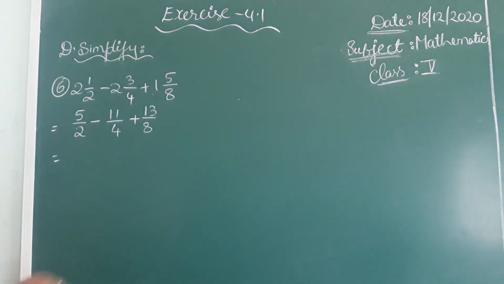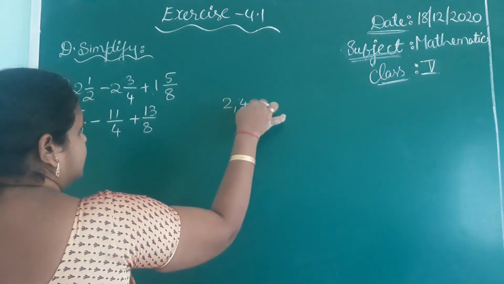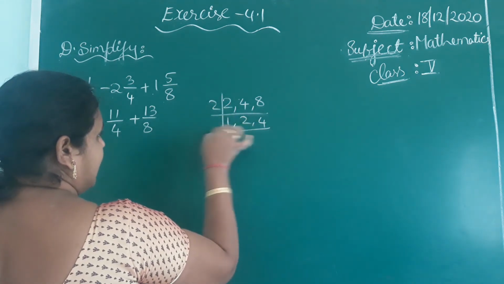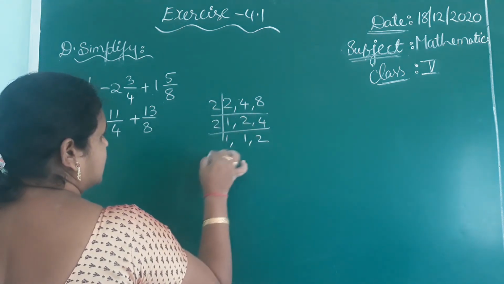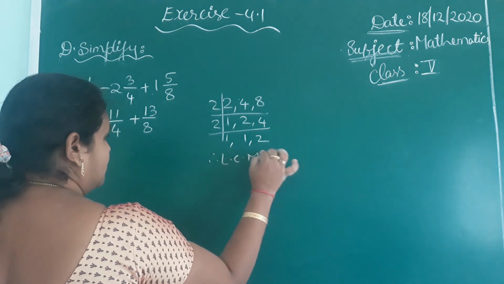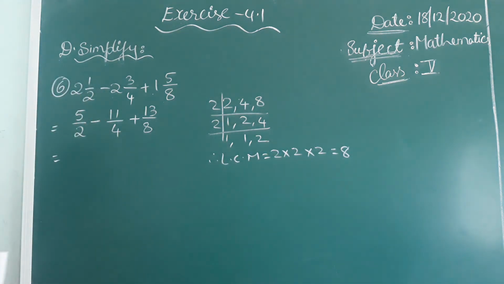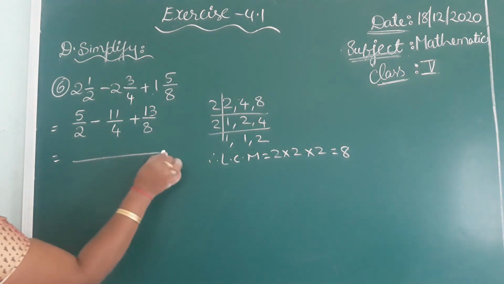What is the LCM of 2, 4 and 8? If you observe, 2 table, 2 1s, 2 2s, 2 4s, again 2 table, 2 1s, 2 2s. LCM equals 2 into 2 into 2. It's nothing but 8 is the LCM, children. 8 is the LCM.